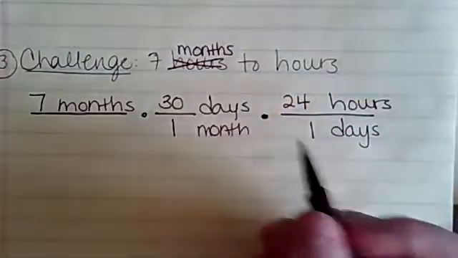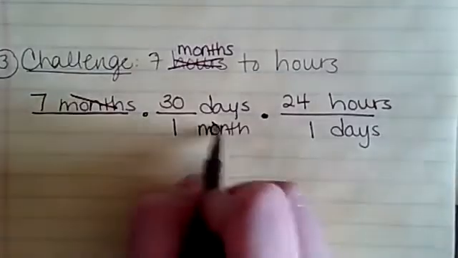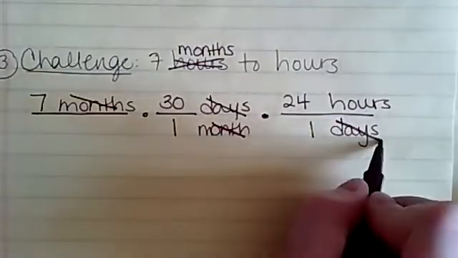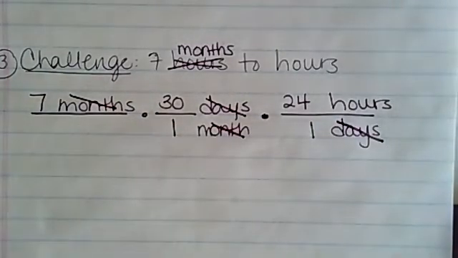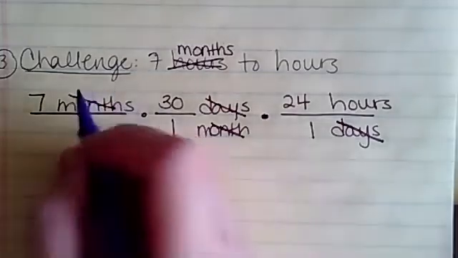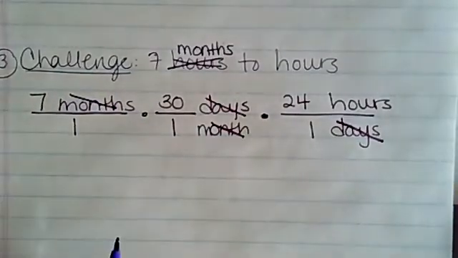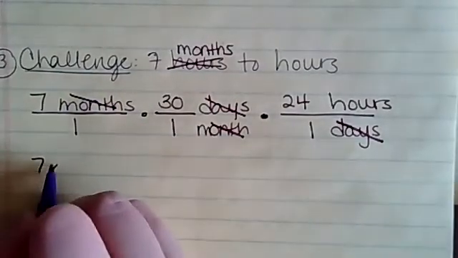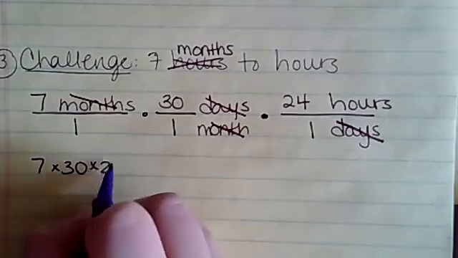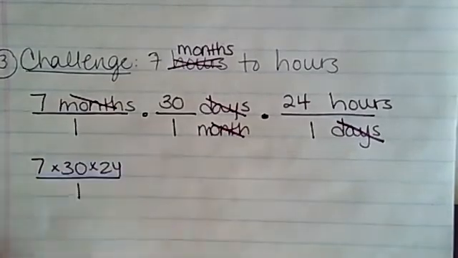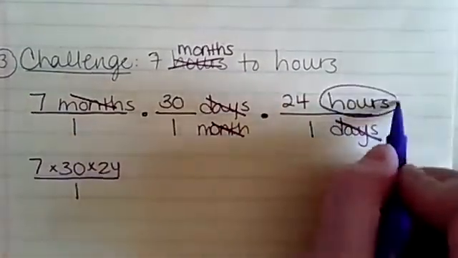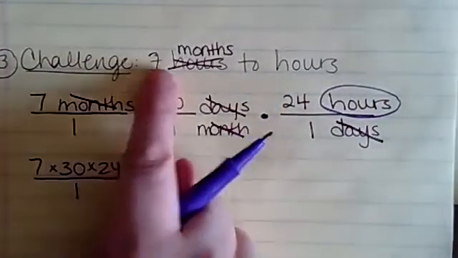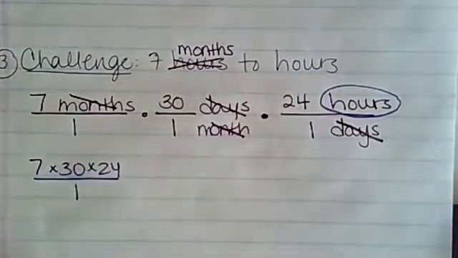So now I can cancel my units, months with months, days with days. And then I get a fraction where I'm just multiplying straight across. Remember that imaginary 1 there, okay? So it's 7 times 30 times 24 all over 1. And the unit that's left is hours, which is how I want to convert my question, okay?